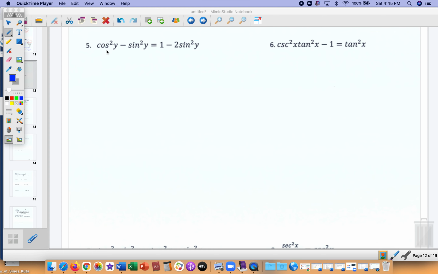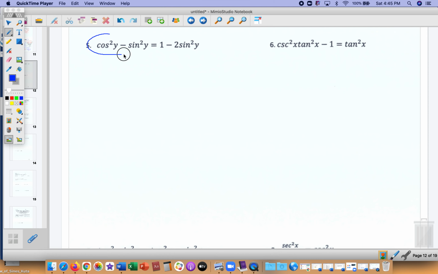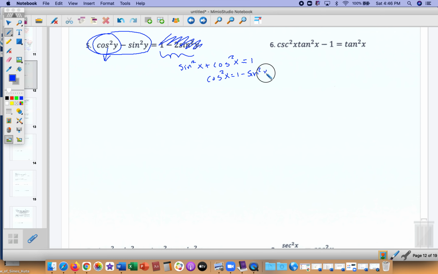We're going to play around with the left-hand side so that it equals the right-hand side. So I'm going to cross off 1 minus 2 sine squared y right now. Right over here, we're trying to get it so that we only see sine squared, right? So we want to get rid of cos squared. And we know with our identities, if sine squared x plus cos squared x equals 1, we can replace cos squared x with 1 minus sine squared x, right?